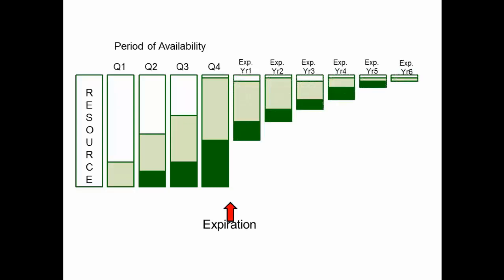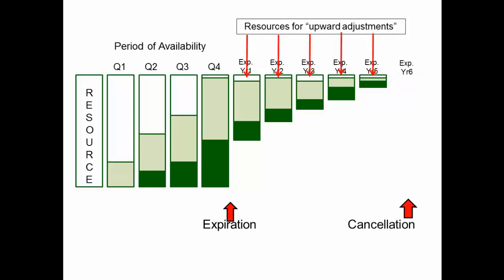Then we have the expired period of 5 years, during which obligations may be adjusted up or down, and obligations are paid or outlaid. At the end of the expired period, any remaining funds are canceled. We're interested in the white portions representing unobligated balances, which are the available resources for upward adjustments.